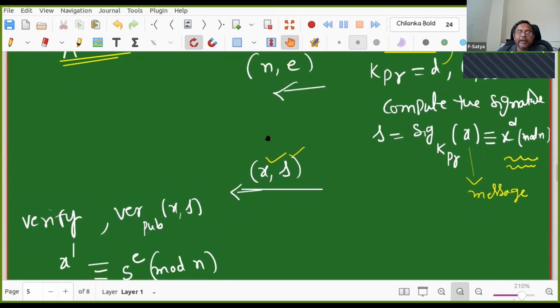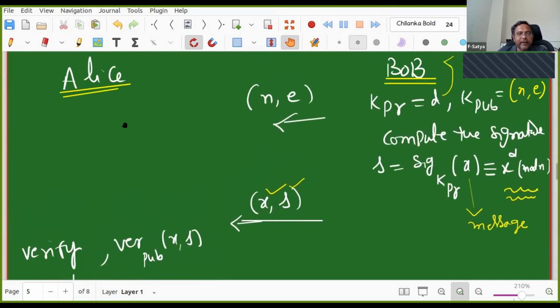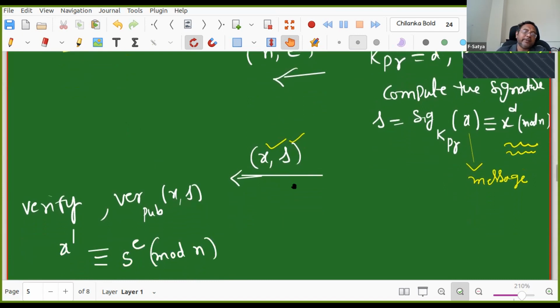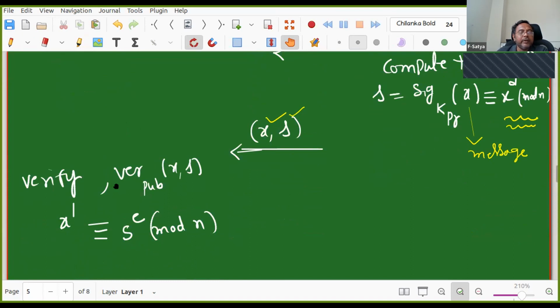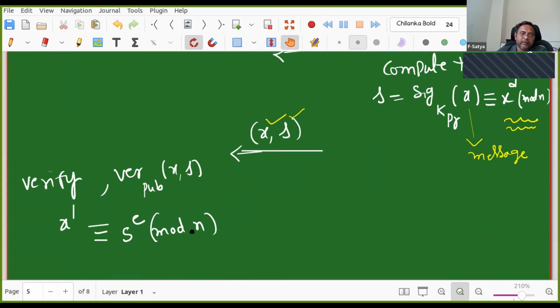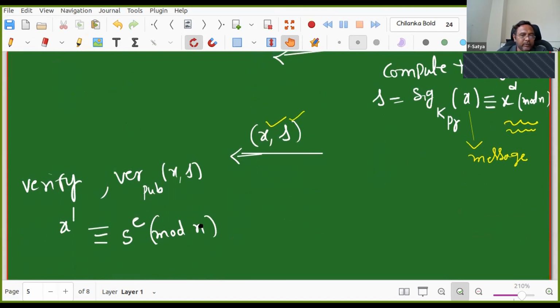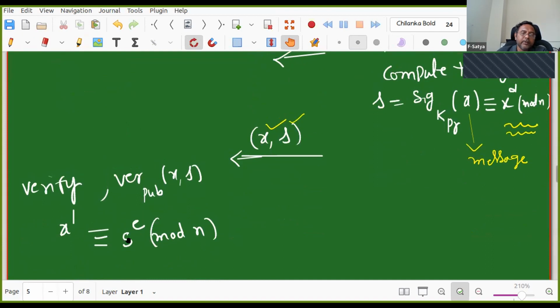Now anyone can verify it, not only Alice. Anybody else can verify it, because everyone knows N, E, X and S. How will Alice or anybody verify? This is the signature. So S to the power E mod N is computed, since E, N and S are known. But where is X used now?